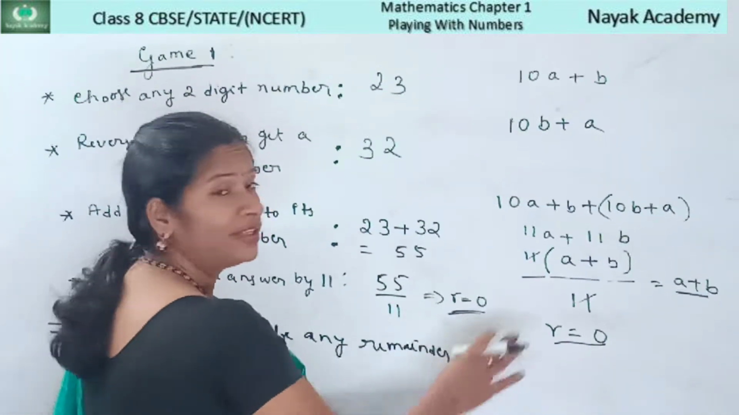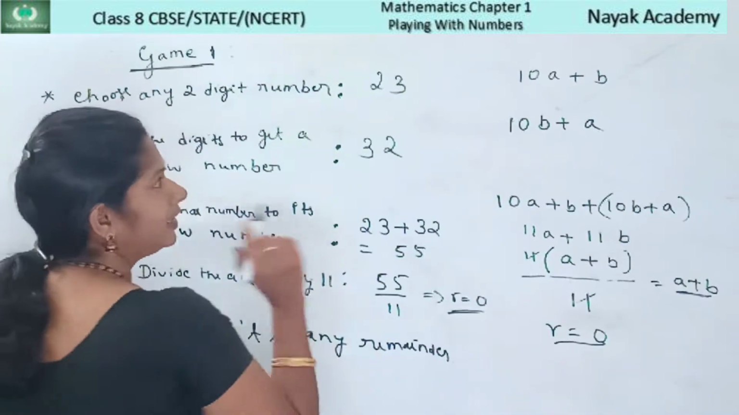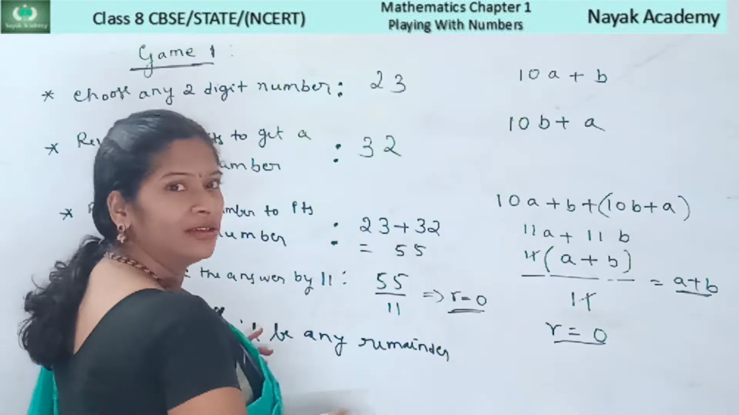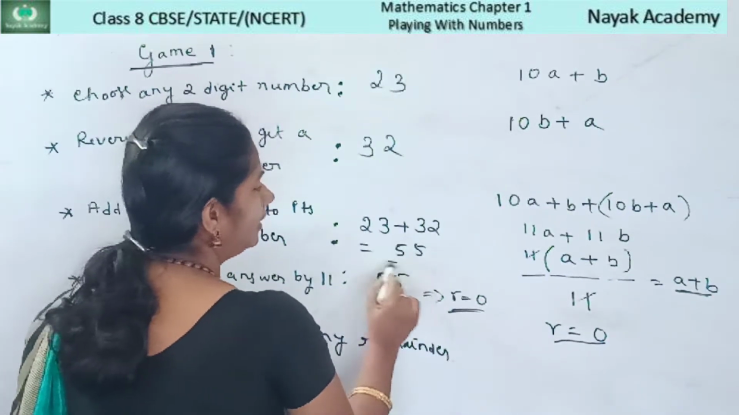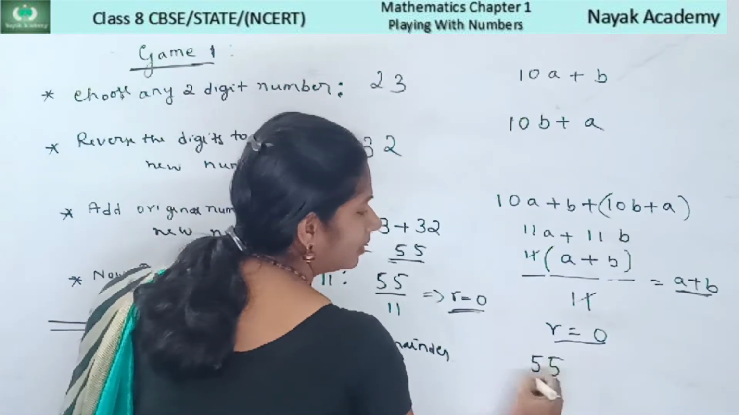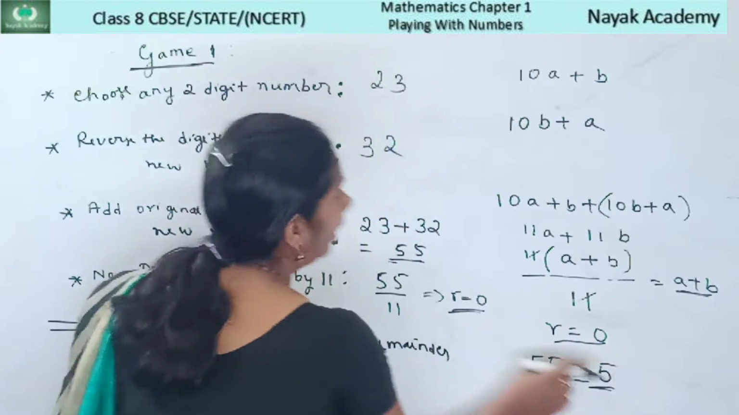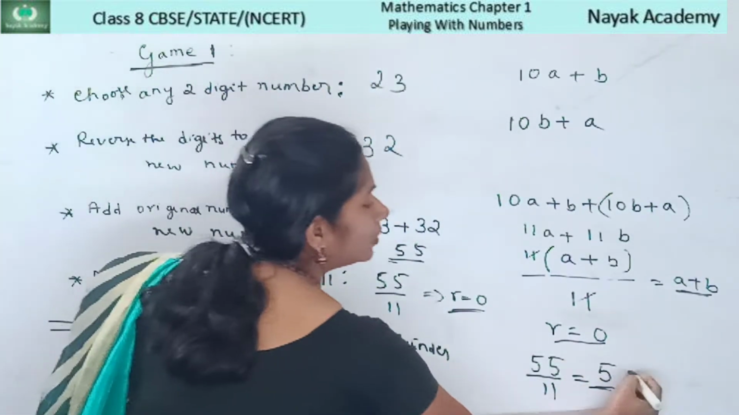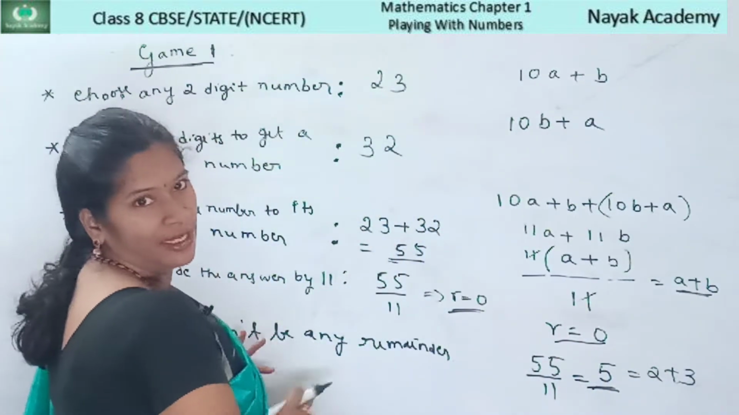And the trick does not end here. What is the quotient, children? It is A plus B. How will you get it, children? If you add the 2 digits, that will be the quotient. Let us check what the answer is. Here we are getting 55. 55 divided by 11, the quotient is 5, and this is the sum of the 2 digits we chose, 2 plus 3. This is the trick behind this game.